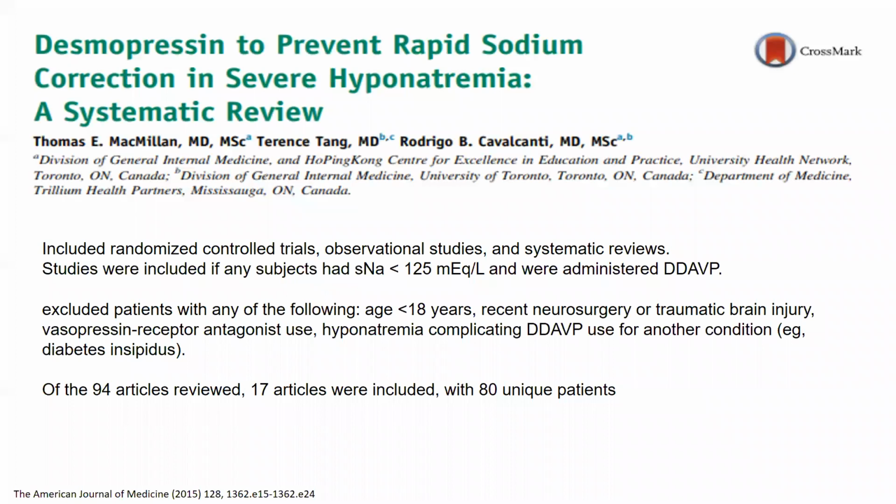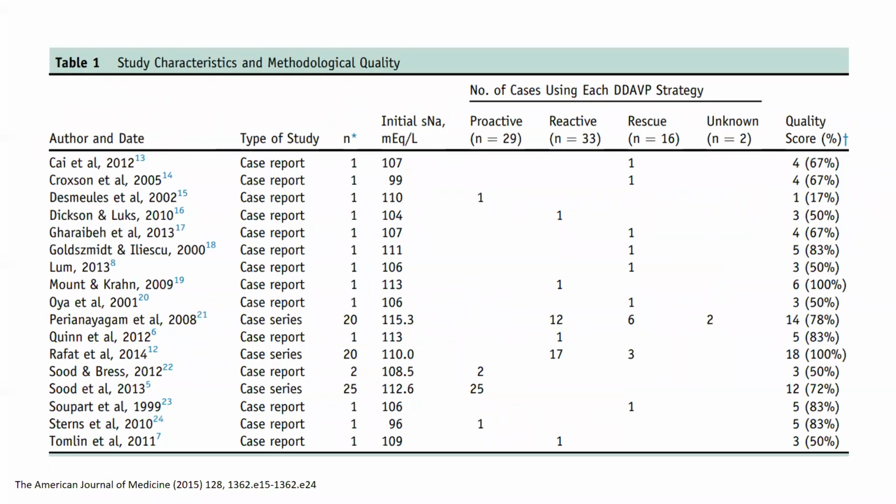So they did a systematic review in Canada. They reviewed 94 articles, and 17 of them were included in this study, with 80 patients. Four patients were admitted to the hospital with sodium of 125 and they used DDAVP. They tried to differentiate between proactive, reactive, and rescue. Twenty-nine patients got proactive, which means they got DDAVP before correcting the hyponatremia, then reactive, then rescue after overcorrection.